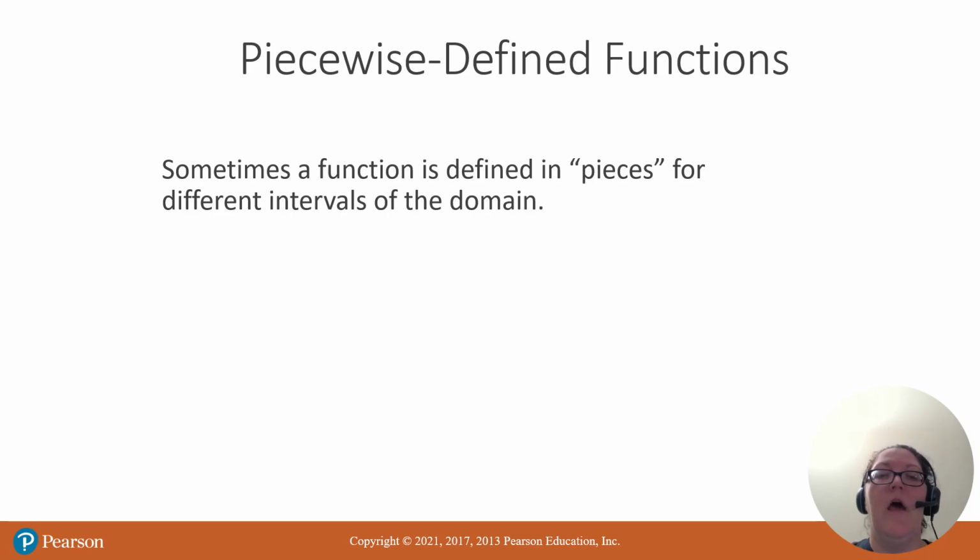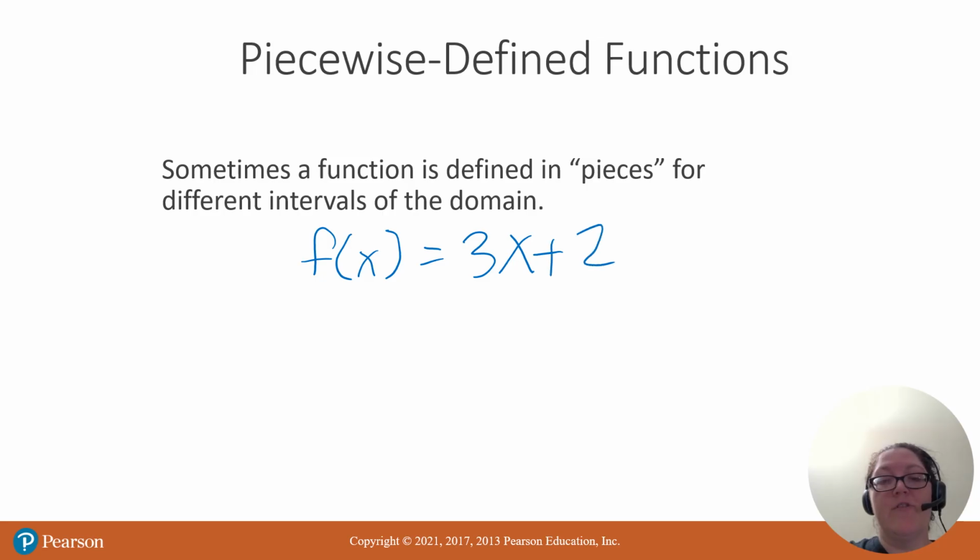Piecewise functions are sometimes defined as functions in pieces for each interval of a domain. Now that sounds a little strange, but what we mean by this is, start with just function notation. One of the things that we know about function notation is we define a function as, for every input there's exactly one output. So in my case here, for my input of any x, I have an output of 3x plus 2. Now, what my output is going to be depends on what my x value is.